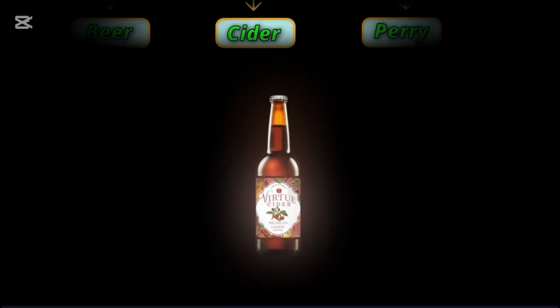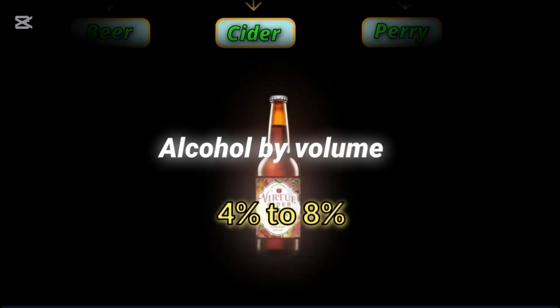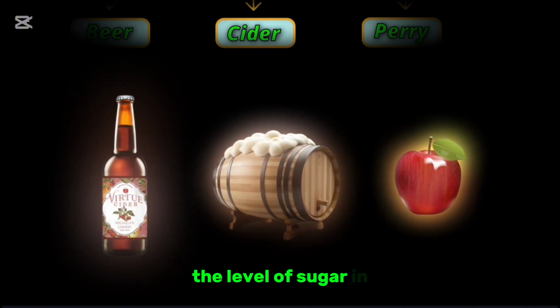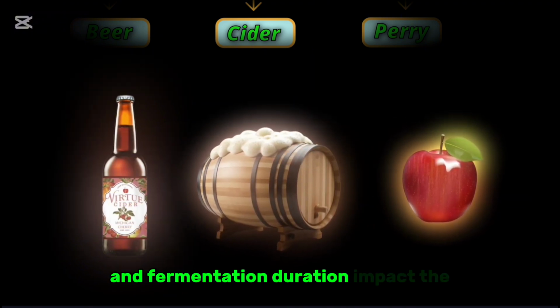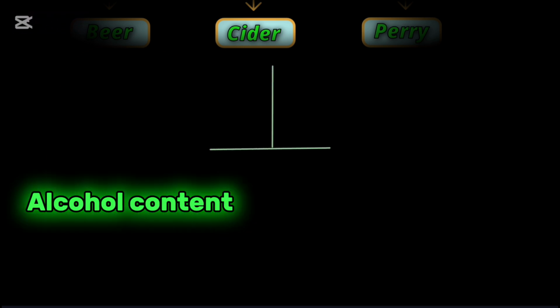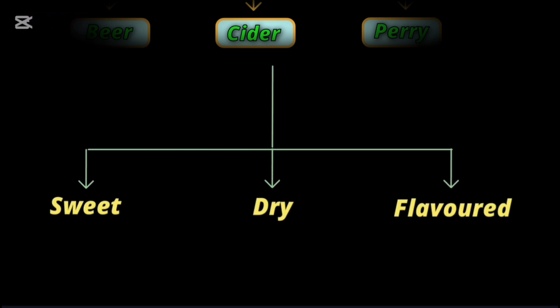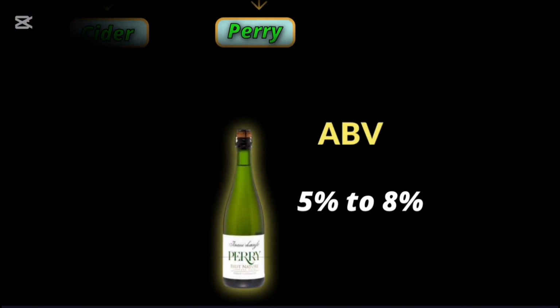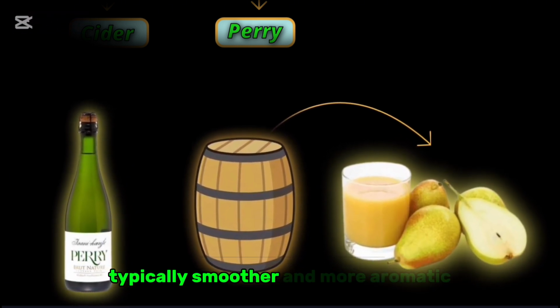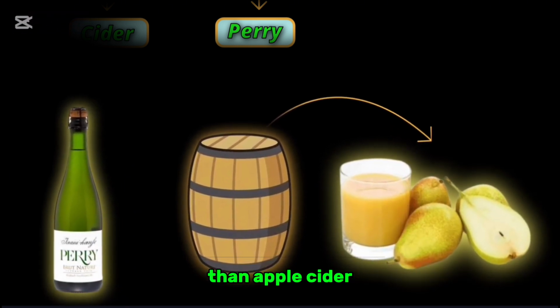Another is cider. Alcohol by volume is 4% to 8%, made by fermenting apple juice. The level of sugar in the apples and fermentation duration impact the final taste and alcohol content. Types of cider are sweet, dry, and flavored cider. Next is perry. ABV is 5% to 8%, similar to cider but made by fermenting pear juice instead of apples. Typically smoother and more aromatic than apple cider.